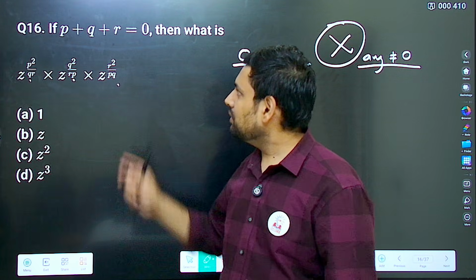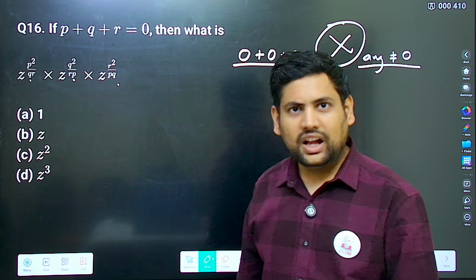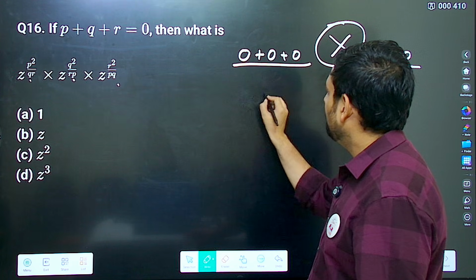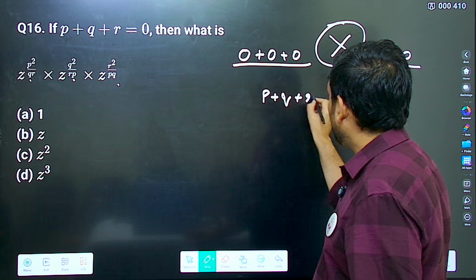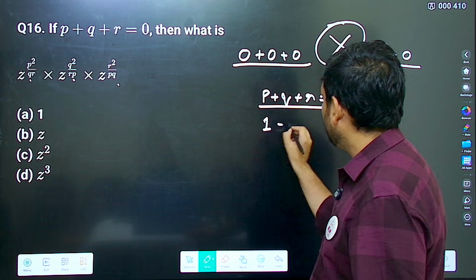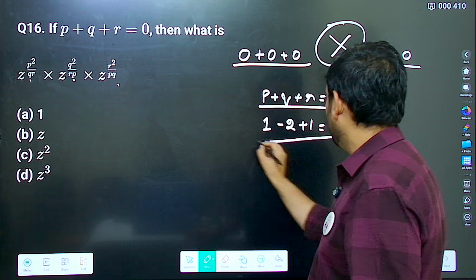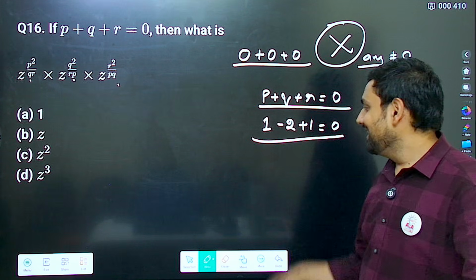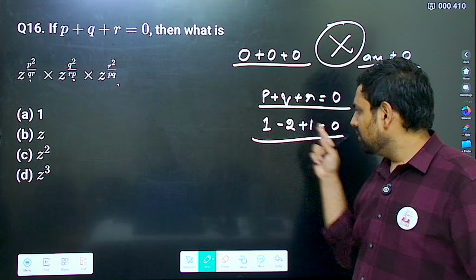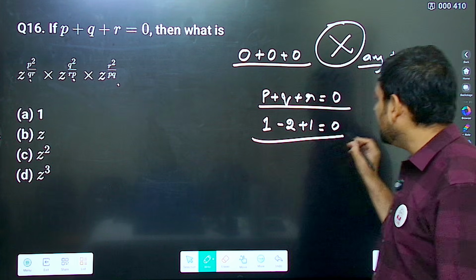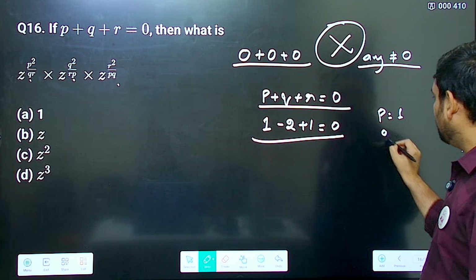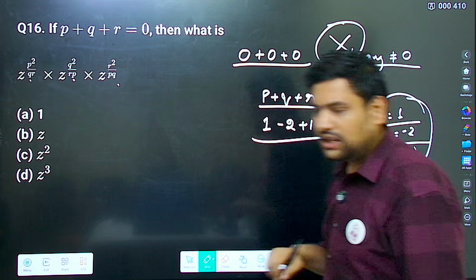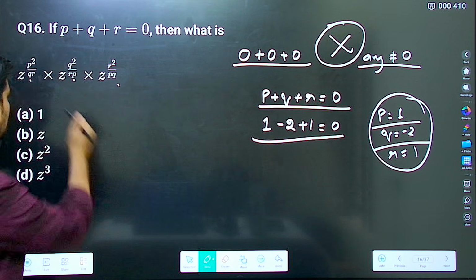So if you don't have to take 0, now you think of any other value. Other values are fine. So I take, for example, p plus q plus r is equal to 0. I take it 1 minus 2 plus 1 is equal to 0. Anybody has problem with this? So 1 minus 2 plus 1, correct? So 2 minus 2, 0. Now, here what values have I taken? I have taken p is equal to 1, q is equal to minus 2, r is equal to 1. These are the 3 values.